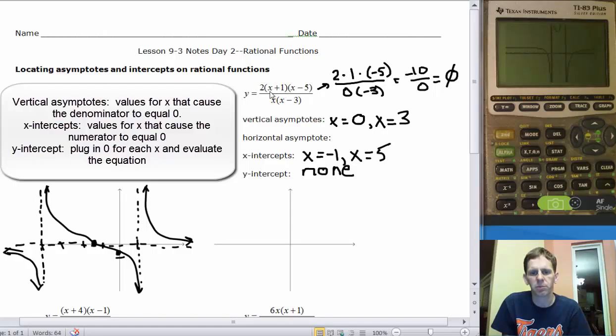There are two x-intercepts as well. If you plug in -1 for x in this numerator here, you would get 0 for this factor. So that's one value that would cause us to get 0 in the numerator. The other value obviously is 5, because if you plug in 5 here, you would get 0 as well.